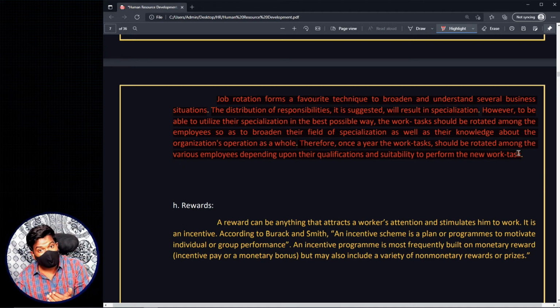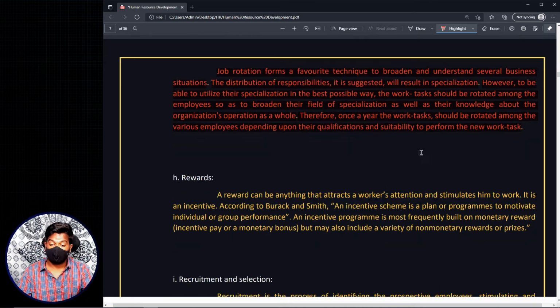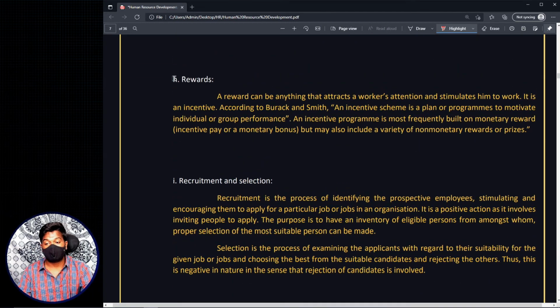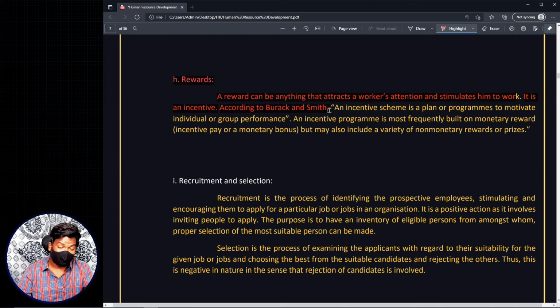We have looked at the basic theory, right? Now the next intervention that we are going to talk about is rewards. As we already know, rewards have a very strong impact on the employee, right? See, a reward can be anything that attracts a worker's attention and stimulates him to work. It is an incentive. According to Barak and Smith, they gave a specific definition for reward. You don't have to remember the names here, it is just for simple understanding.